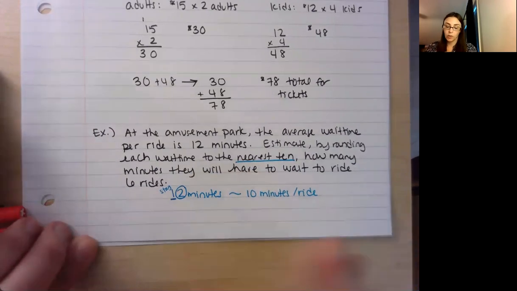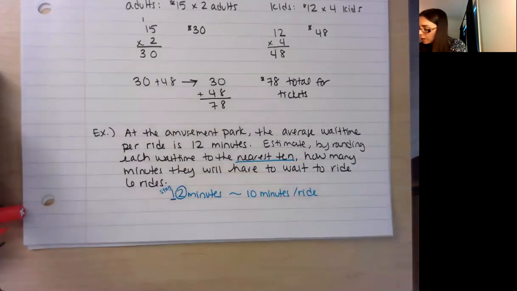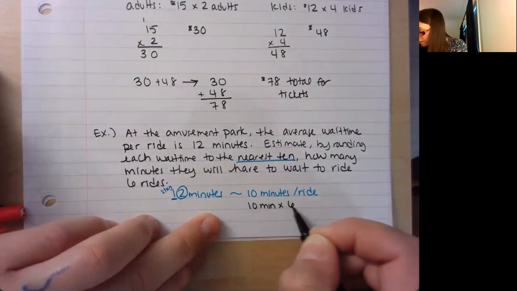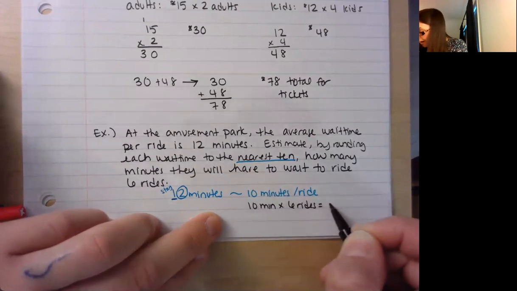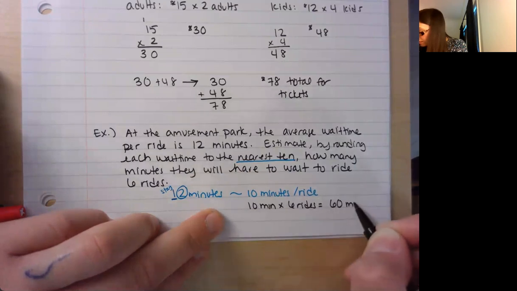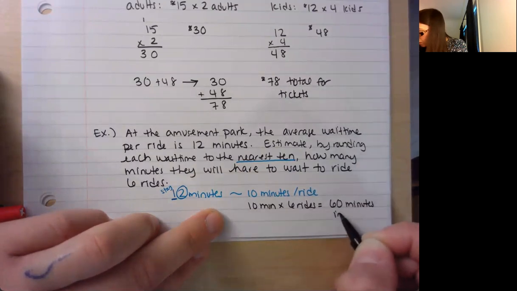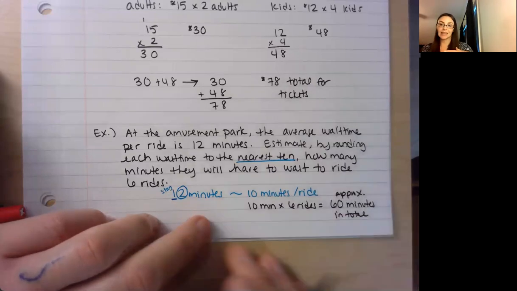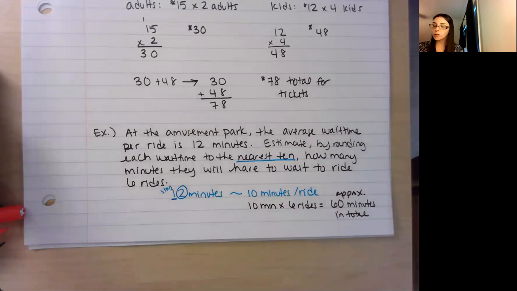Now 10 is much easier to work with than 12 is. So if we're doing 10 minutes times 6 rides, then we can see we have to wait about 60 minutes in total. And again, this is approximately, right? It's not going to be an exact answer. And again, these are average wait times. So it could be some rides have longer waits, some rides have shorter waits. So this family is going to estimate that if they want to ride 6 rides, they're going to have to add in a full hour of wait time just to ride those rides.